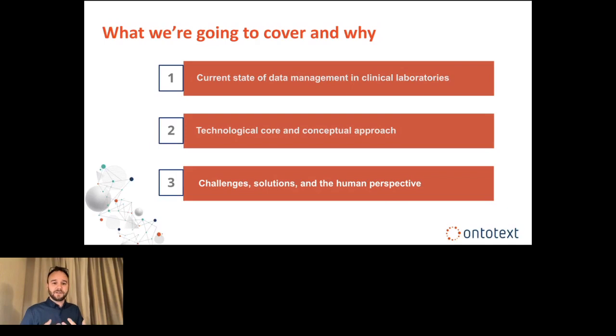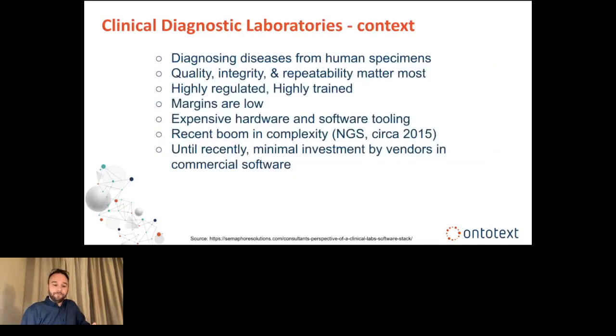For the moment, suffice to say, we've been involved in some of those really high-profile clinical genetic sequencing projects that were formative in around the 2015 era for clinical genomic sequencing. And it's from that experience we chose to use a knowledge graph at the core of our lab platform, LABIT. So let's start with what is a clinical lab?